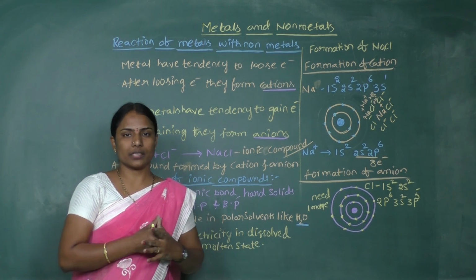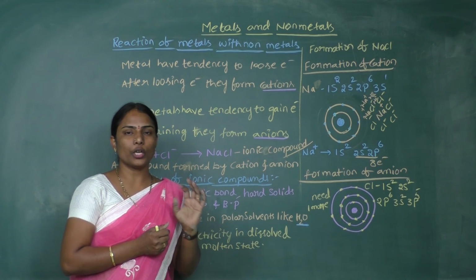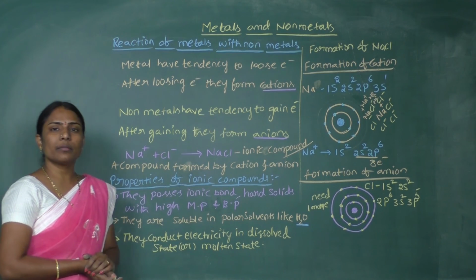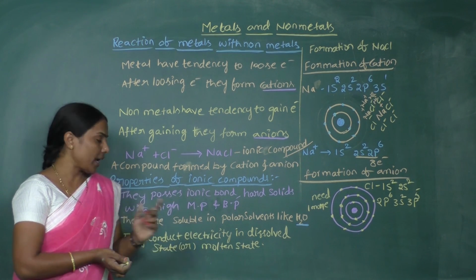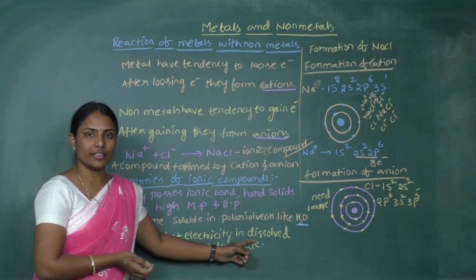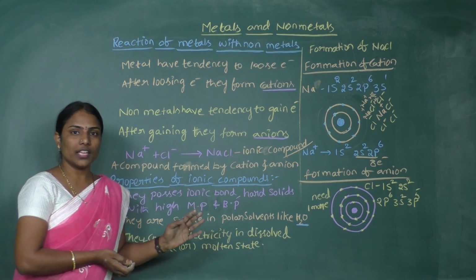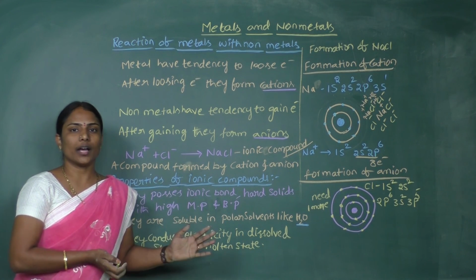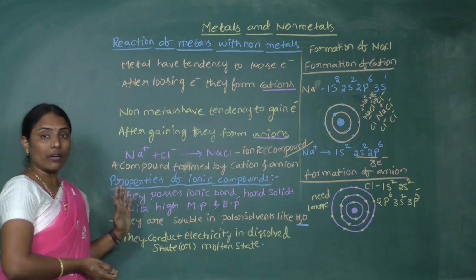So because of this reason, naturally in the solid state, ions cannot move from one place to another, and to conduct electricity, ions must move. And where can the ions move? Ions can move only in either the dissolved state or the molten state. So that is why ionic compounds can conduct electricity only in the dissolved state or molten state, right? So these are the properties overall of the ionic compounds.